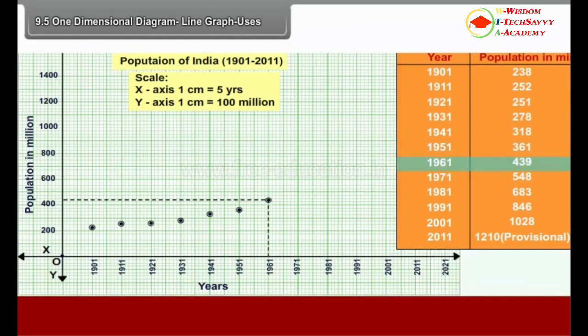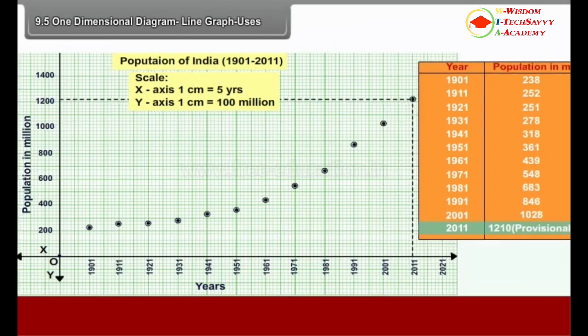1961, 439; 1971, 548; 1981, 683; 1991, 846; 2001, 1028; 2011, 1210, provisional.